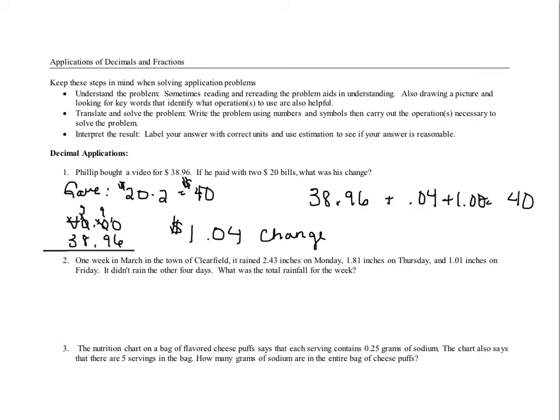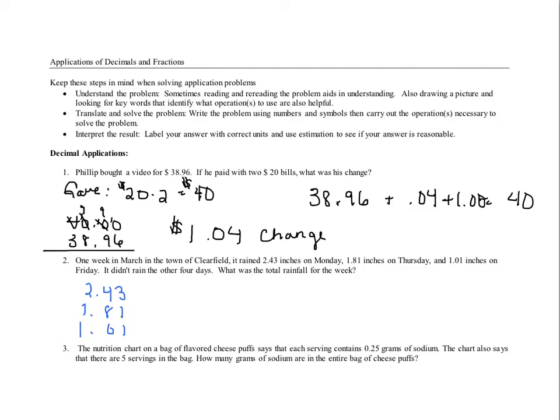So one week in March, in the town of Clearfield, it rained 2.43 inches on Monday, 1.81 inches on Thursday, and 1.01 inches on Friday. It didn't rain at all the other days of the week. What was the total rainfall for the week? So we need to add these up.